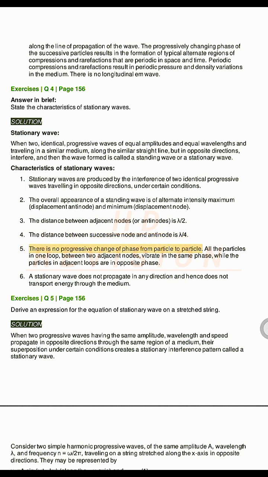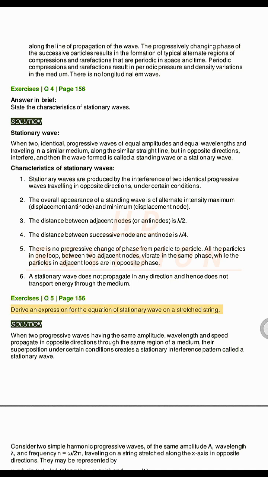5. There is no progressive change of phase from particle to particle. All the particles in one loop, between two adjacent nodes, vibrate in the same phase, while the particles in adjacent loops are in opposite phase. 6. A stationary wave does not propagate in any direction and hence does not transport energy through the medium. Exercises Q5, page 156.